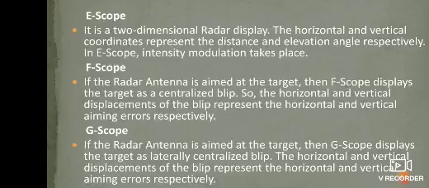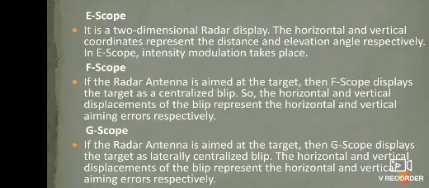The D scope and F scope are both the same, except that the D scope has only the vertical direction, but the F scope has both conditions, that is horizontal and vertical aiming. So when there are two bleep sounds across the horizontal and vertical, that indicates errors respectively. That is the main indication of the F scope.